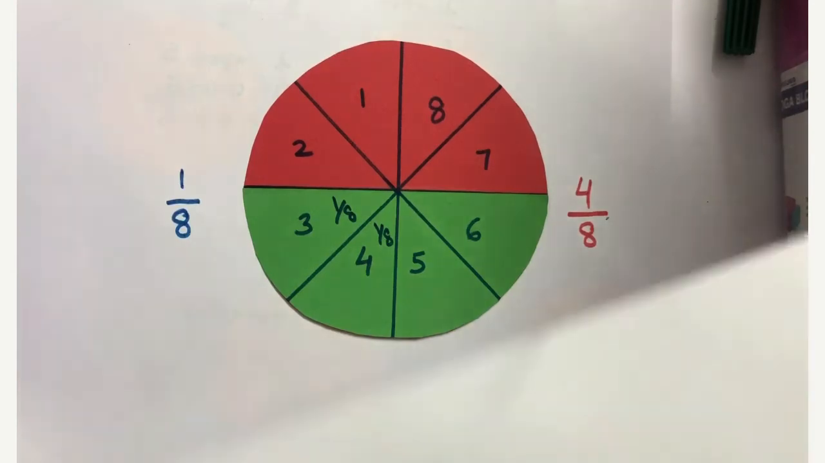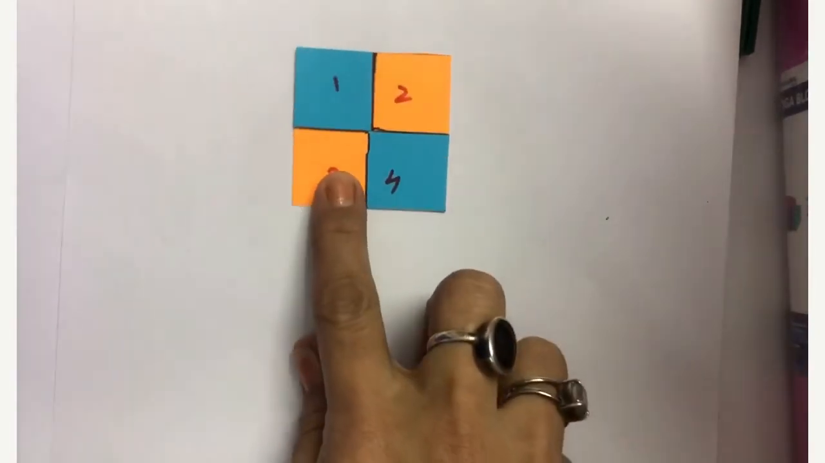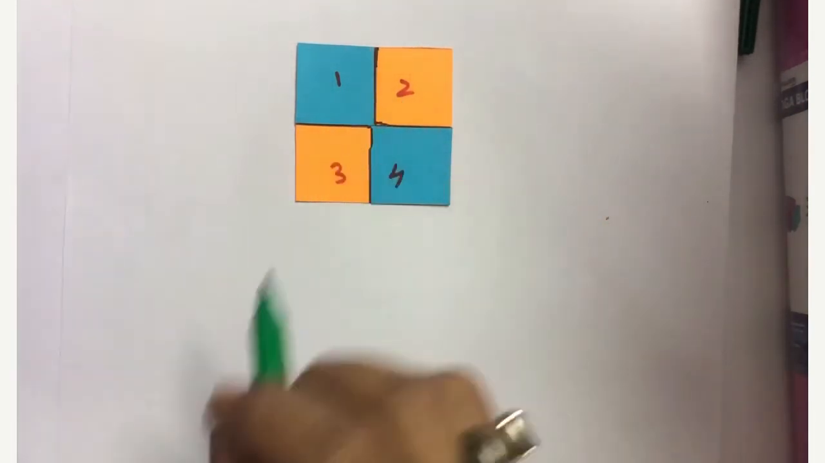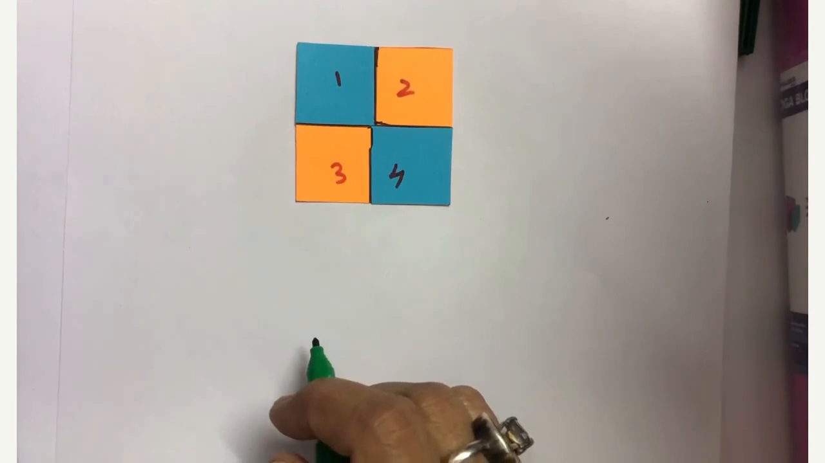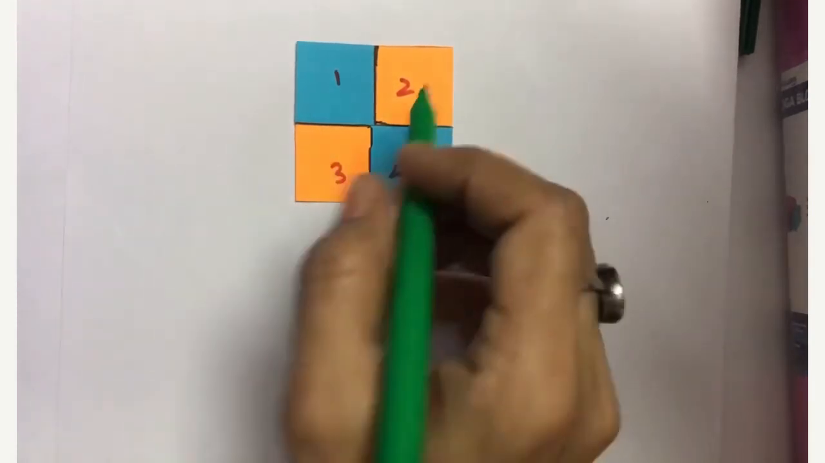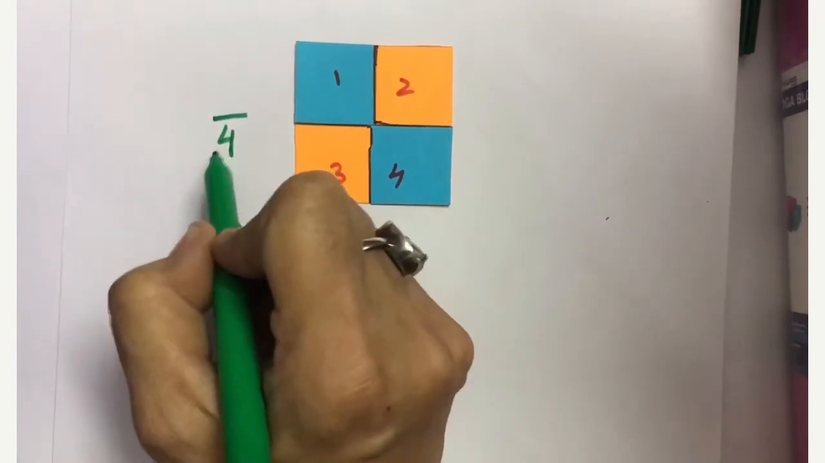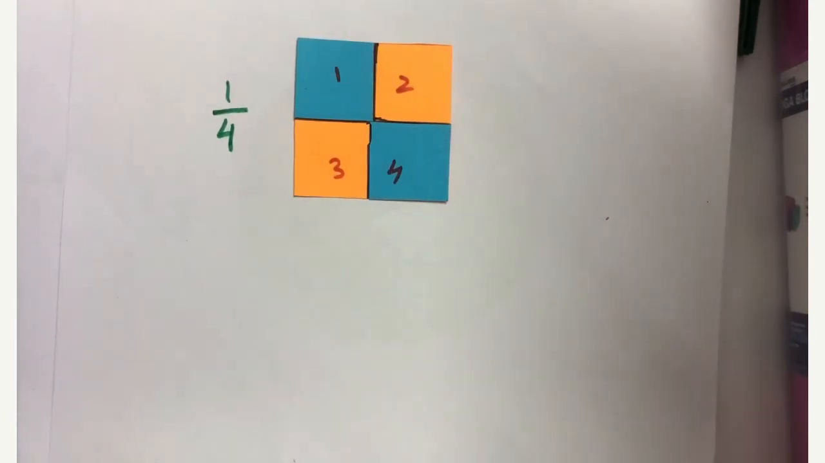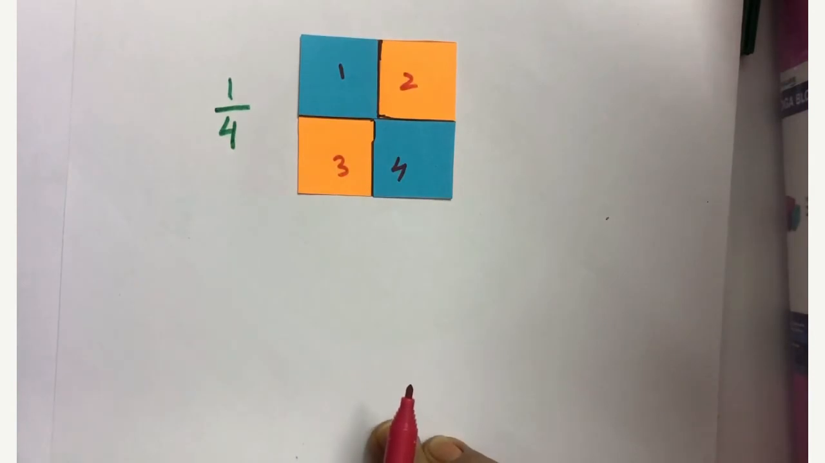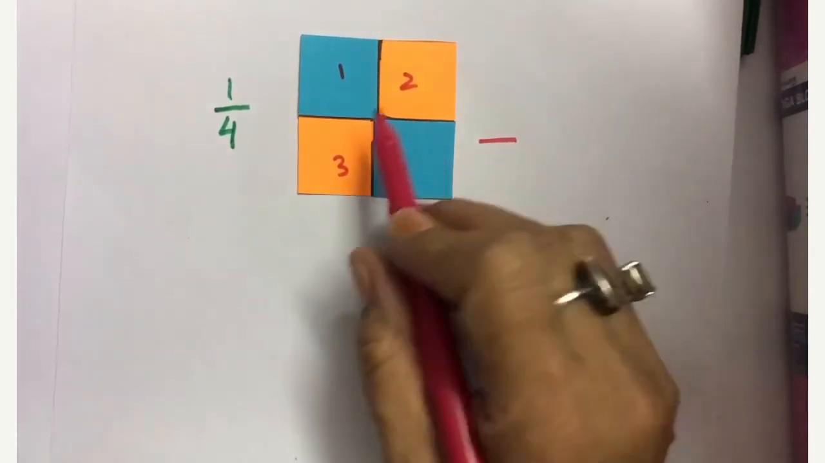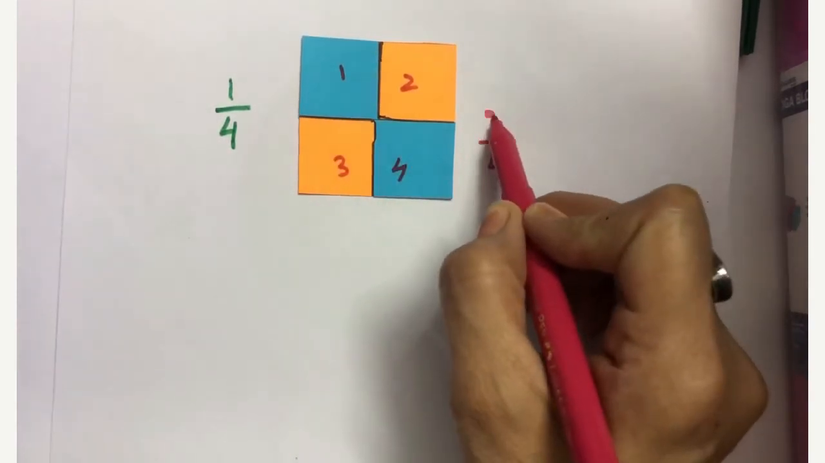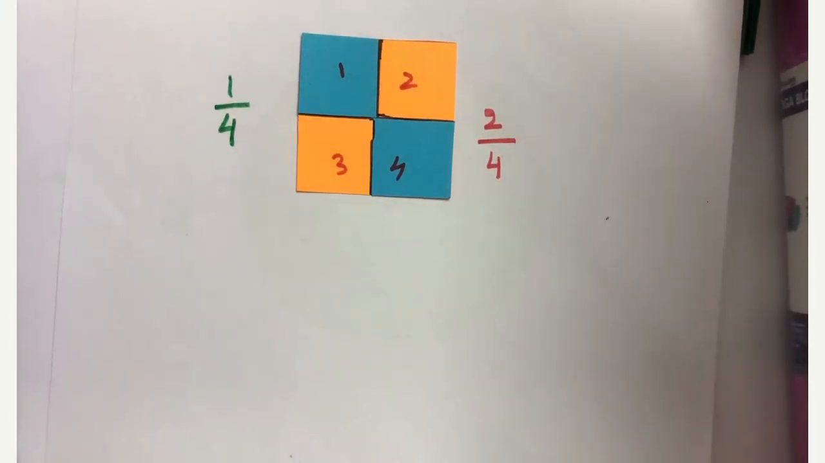Now let's see another figure. This time a square, and you can see it has been divided into 4 equal parts. So the fraction for each part will be, 4 equal parts, and for each part that is 1 by 4. And now for the shaded part, what will be the fraction? There are 4 equal parts, so 4 in the denominator and 1, 2, 2 are shaded. Simple.